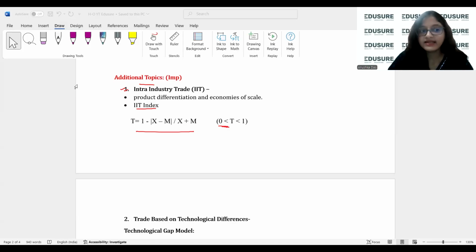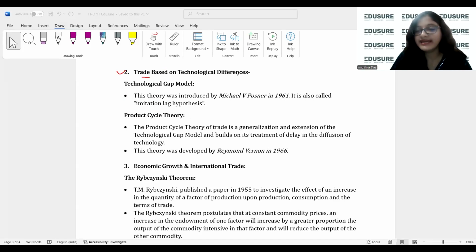Now, the second thing that you should know is the trade based on technological differences. In the Heckscher-Ohlin model, we have kept the technology parameter at a constant level. We said that there is no scope of innovation, no scope of R&D, no scope of innovating new ideas, which is absolutely not possible in real life. In real life, every other day you see a new AI tool, a new technology being developed. So technology has a role to play in international trade.